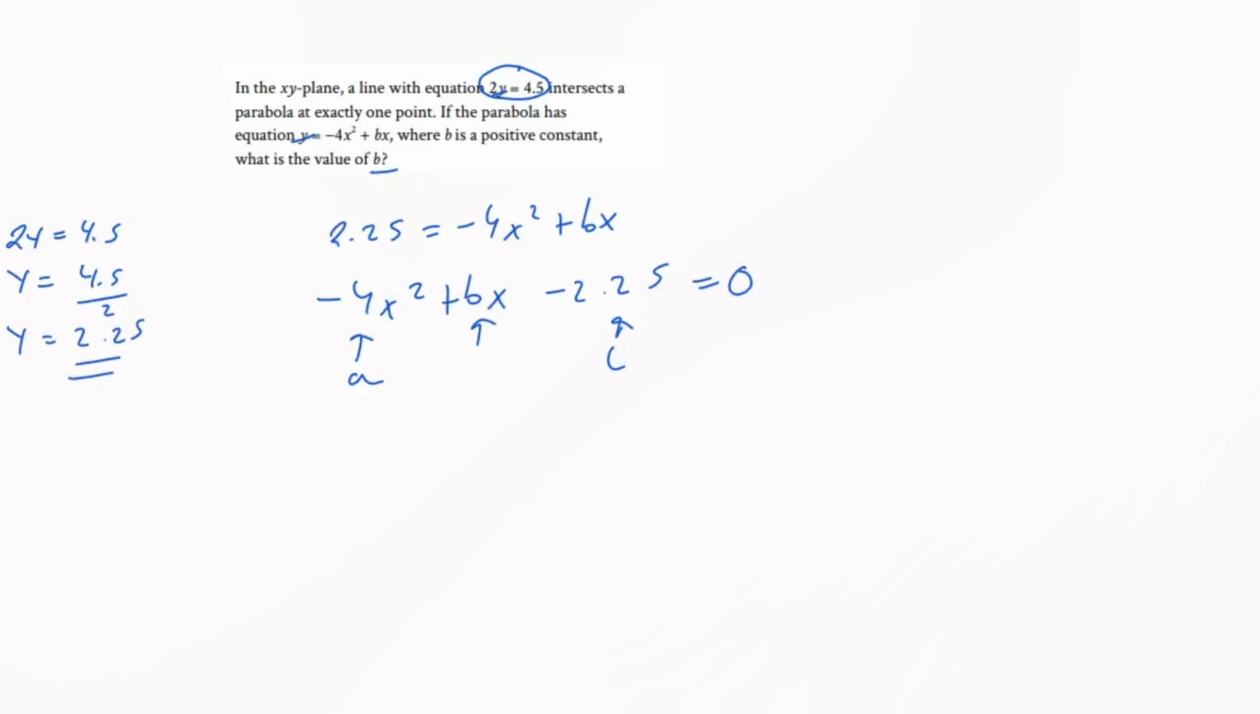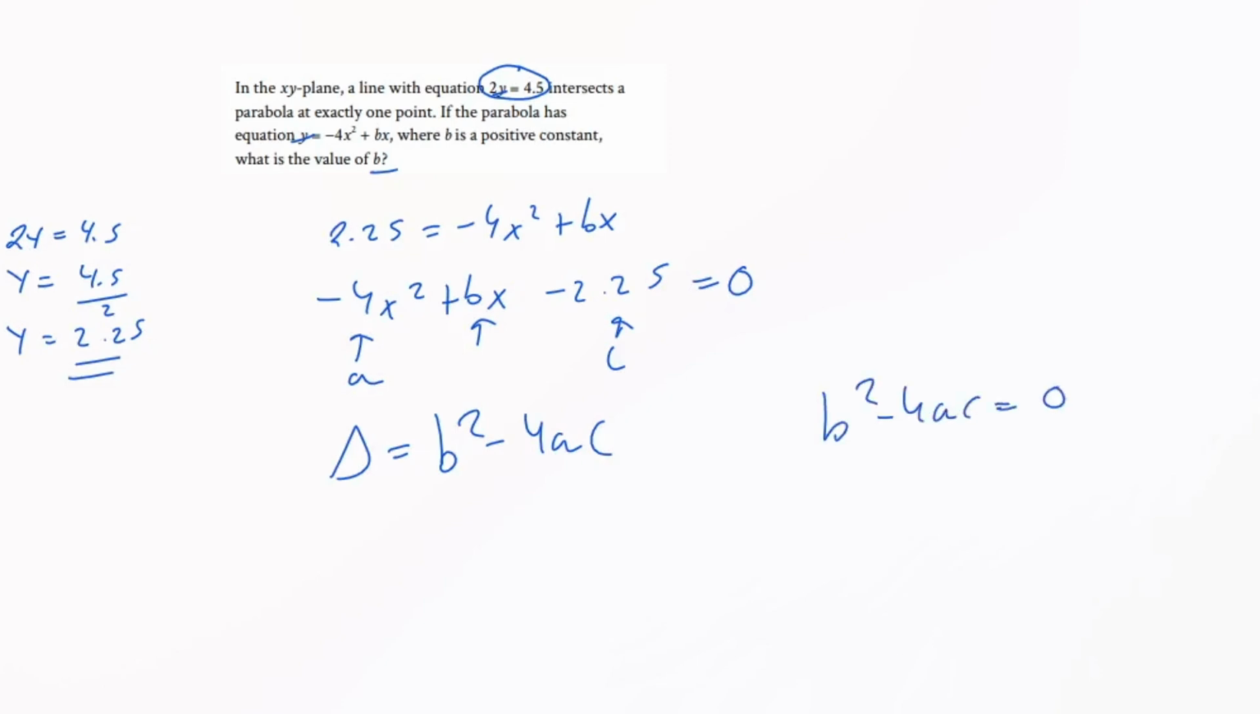Okay? Now, something important to understand is that for the line to intersect the parabola at exactly one point, the quadratic equation must have exactly one solution, right? And this occurs when the discriminant of the quadratic equation is 0. And we know that the formula for the discriminant is b squared minus 4ac, correct? Now, this has to equal 0 once we plug in our values here. So we know that b squared minus 4ac should equal 0.